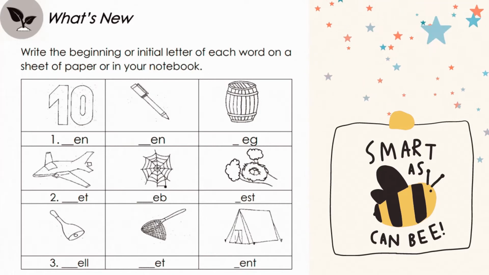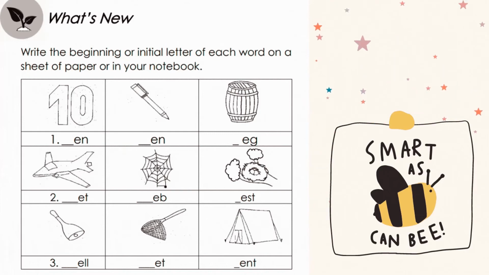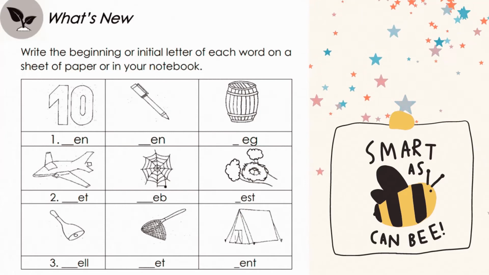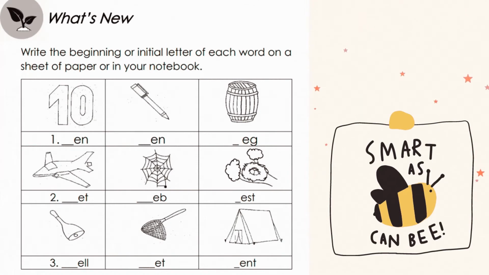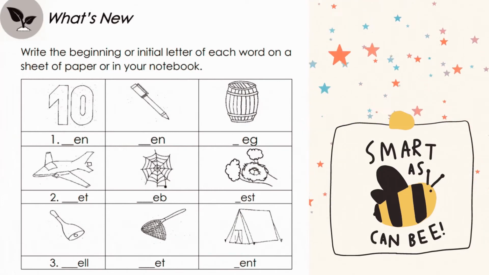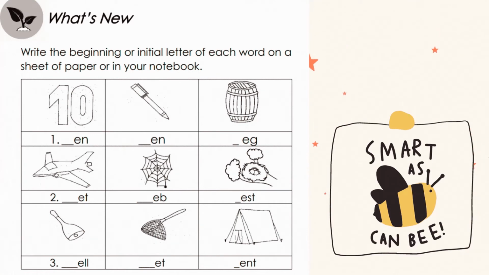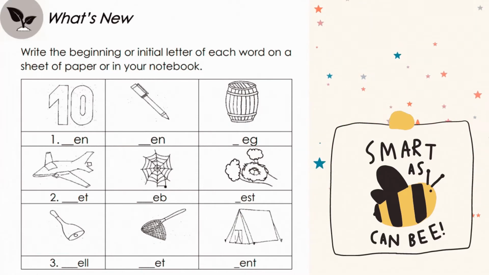For What's New, write the beginning or initial letter of each word on a sheet of paper or in your notebook. We are going to write the beginning letter sound of each picture. Number your notebook 1, 2, 3. Number 1, ten, pen, keg. Number 2, jet, web, nest. Number 3, bell, net, tent. Write your answer on your notebook.